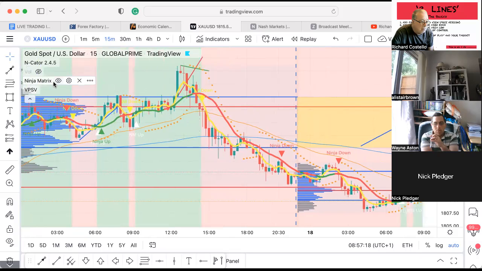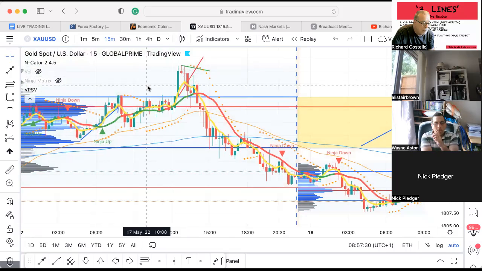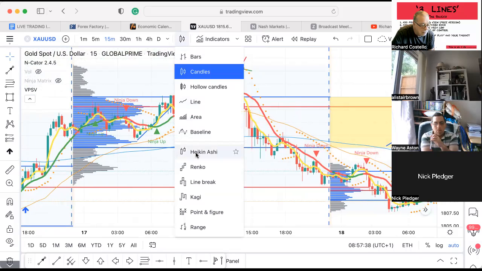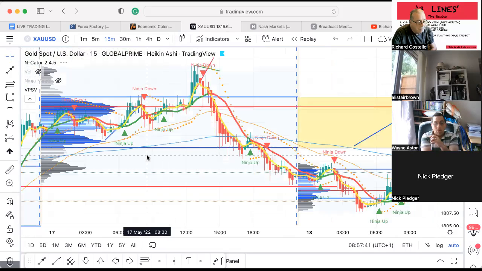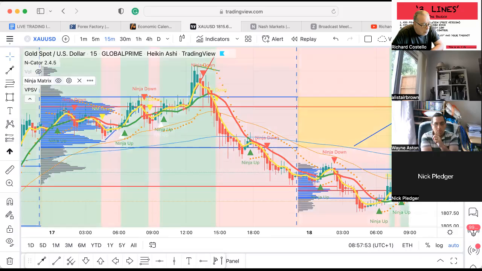So just to clarify, would you take it on ordinary candles or Heikin Ashi? Right. Okay. I trade on ordinary candles. However, you just reminded me that in order to get a true reading on the Ninjacator, I need to be on Heikin Ashi candles. So let me just go through that again, because I didn't do that properly.